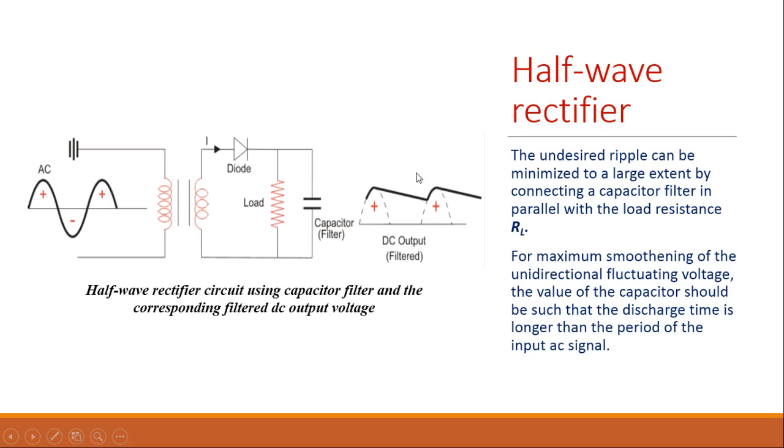But for maximum smoothing, the condition is that the value of the capacitor should be such that the discharge time, which is shown by this downward slanting line, should be much more than the period of the input AC signal, that is, the time period of the input AC signal.